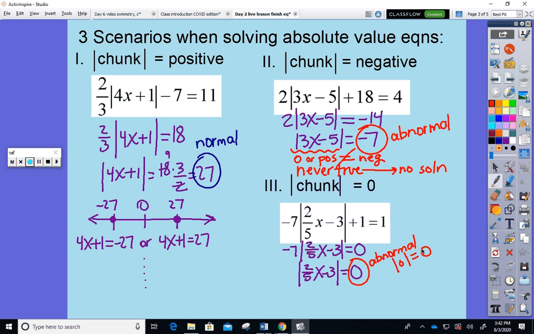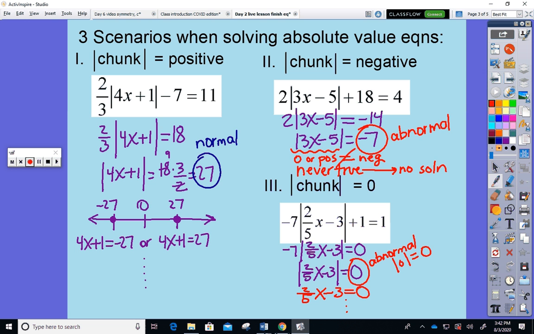So I know the only time I take the absolute value of a number and get 0 is if I'm taking the absolute value of 0 itself. So for this absolute value to turn out to be 0, I'm saying the inside must be 0. And the difference between this one and the first one is that the first one will have two solutions, and that's normal. This one will have only one solution, so that's abnormal. So your abnormal cases turn out that you either get one solution or no solution at all.